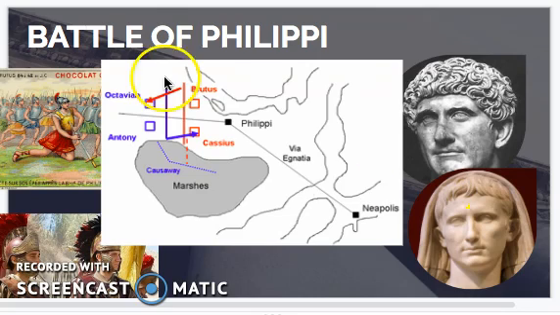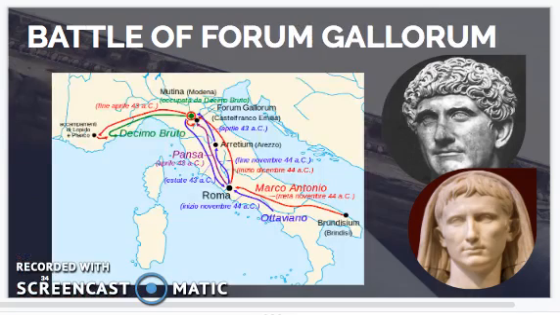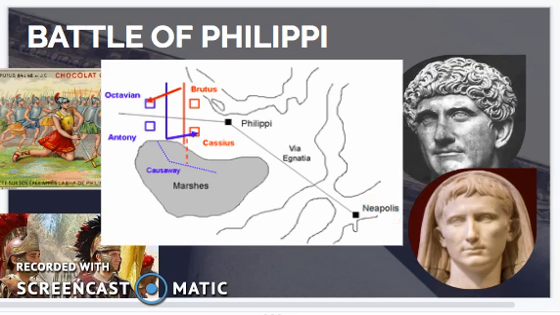Now, if you have a look, Marcus Antonius and Octavian participated in two major battles against Caesar's enemies, the liberators. The first is the Battle of Forum Gallorum, which was against Decimus Brutus. And the Battle of Philippi is between these two men and Cassius and Brutus, the other two major conspirators in the assassination, who had at this point controlled a lot of the East.